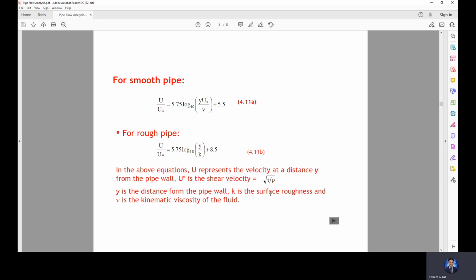Then k is the surface roughness. Surface roughness depends on the type of material of your pipe. So there are smooth pipes and rough pipes, so it depends. And v is the kinematic viscosity. So earlier, it was dynamic viscosity for laminar, but for turbulent, the kinematic viscosity is usually what is involved.